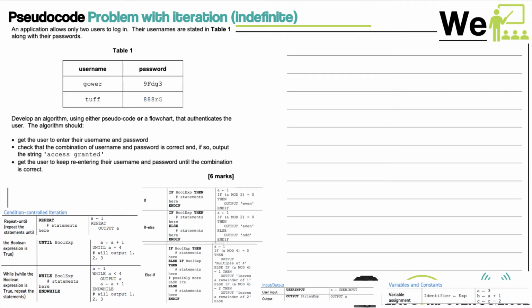Now, authenticate means it's proof that you're who you say you are, so that the username and the password matches. The algorithm should, and so they decomposed it for us. That's very kind. Get the user to enter their username and password. Check that the combination of username and password is correct. And if so, output the string access granted. Get the user to keep re-entering their username and password until the combination is correct.